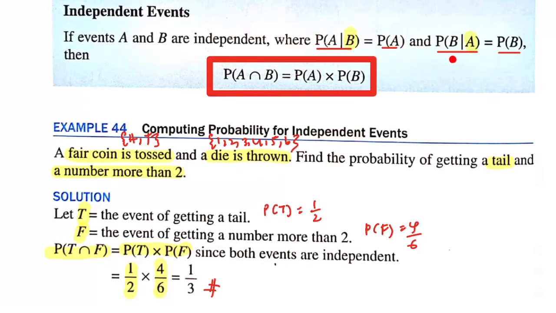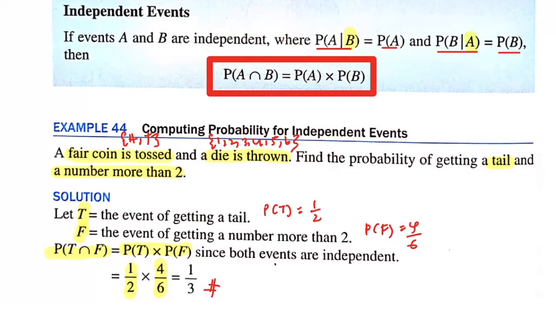This is the same for this one. Probability of B given A is just equal to PB because A here, which happened before it, does not affect event B. So how to find probability of A and B? Probability of A intersect B is just PA times PB. Just multiply them.